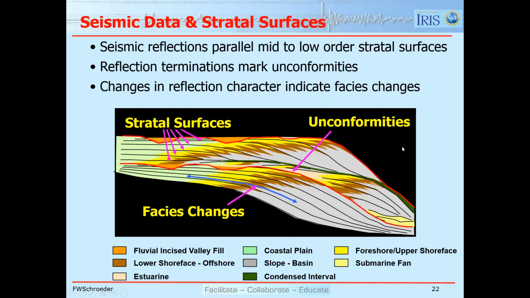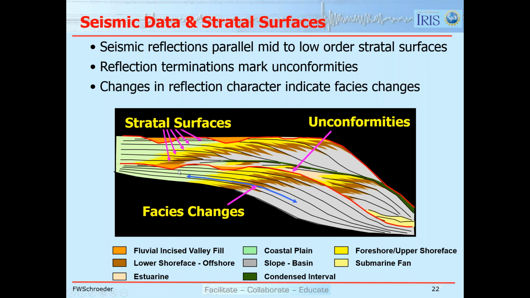So with seismic data, we see reflections that tend to parallel the mid to lower order stratal surfaces: the parasequence sets, the sequences, and the sequence sets. Reflection terminations mark where we have unconformities, and we'll talk more about that when we get to seismic stratigraphy in a future lesson. And changes in reflection character along a reflector tell me something about facies changes.